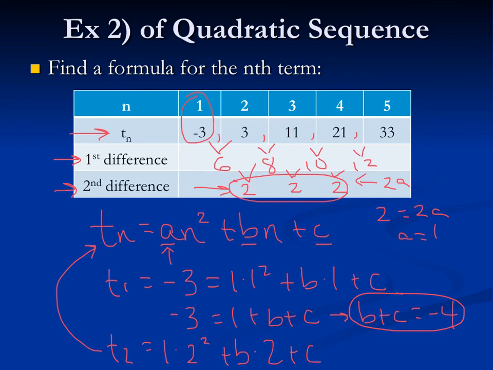And if I rearrange that, oops, I forgot to say what my second term equals. So if you go up to your table, my second term equals 3. So this equals 3. And if I rearrange this, it was 4 plus 2b plus c. And so it's 2b plus c equals 3 minus 4, which is -1. So these are my 2 equations that I'm going to solve on the next slide.